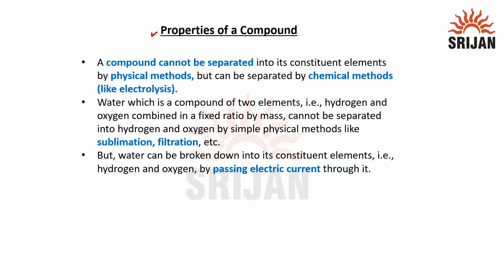So now we will discuss the properties of a compound. A compound cannot be separated into constituent elements by physical methods, but it can be separated by chemical methods such as electrolysis. Water, which is a compound of two elements, hydrogen and oxygen, combined in a fixed ratio by mass. What is the formula of water? That is H2O, as it contains two hydrogen atoms and one oxygen atom, right?